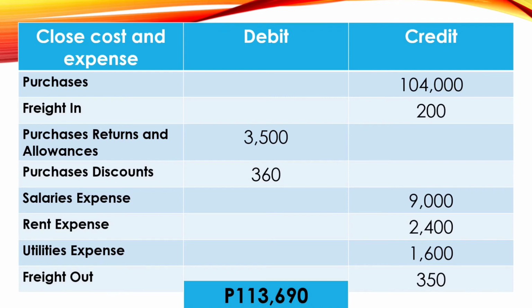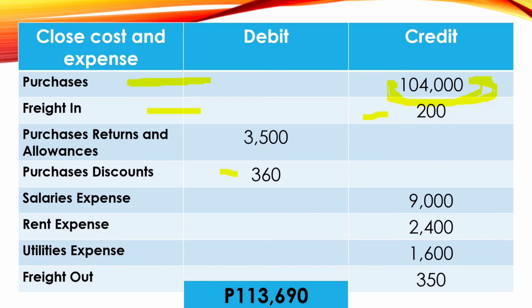The temporary accounts that we zeroed out are the ones we used here, right? Earlier, the normal balance of purchases is debit, but now we put it on the credit side. Try to observe the closing entry in the ledger. Okay? So, freight in, we have here, purchase returns and allowances, 3,500. Purchase discount, we debited 360 because before, its normal balance is credit.